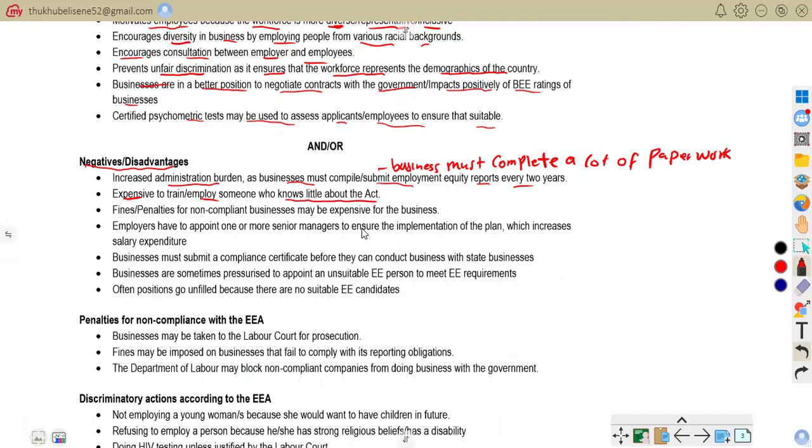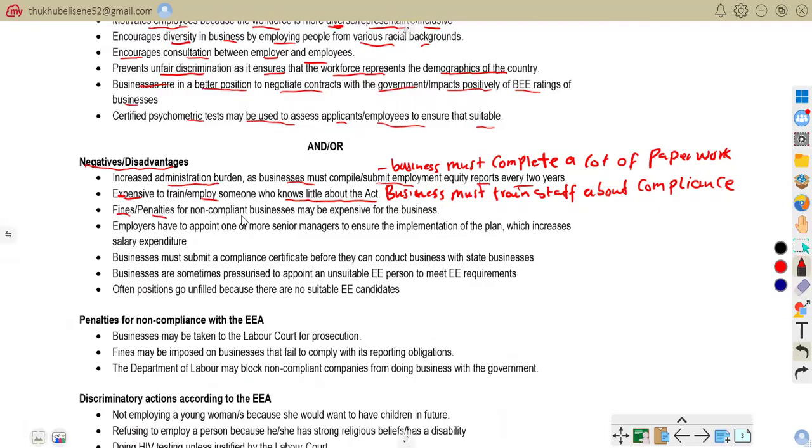So business must train staff about compliance. It means we are saying business must train staff about compliance. So a company pays for training workshops on the Employment Equity Act. That is why we're saying it is expensive.